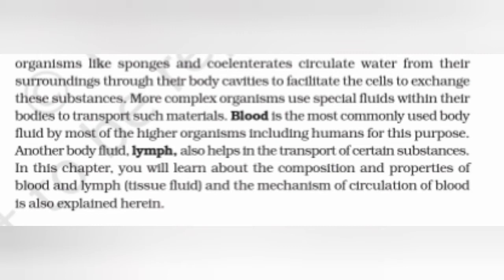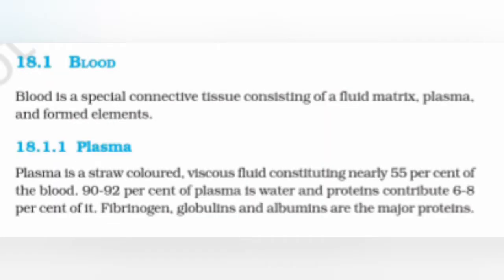In this chapter, you will learn about the composition and properties of blood and lymph, and the mechanism of circulation of blood is also explained herein. So these are the two circulatory fluids in our body that is mostly found in the higher organisms. Blood. Blood is the special connective tissue consisting of fluid matrix, plasma, and formed elements. Plasma. It is a straw-colored viscous fluid constituting nearly 55% of the blood.